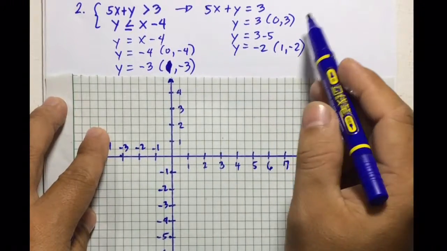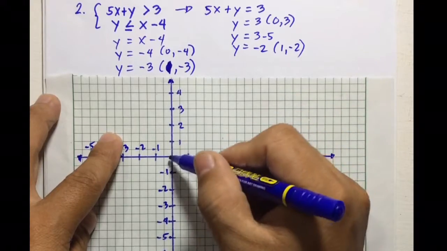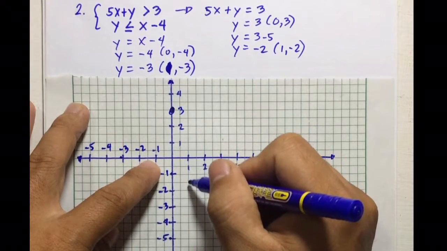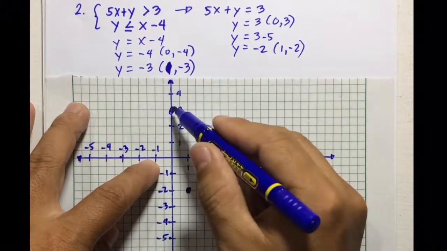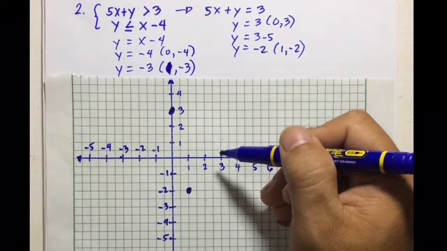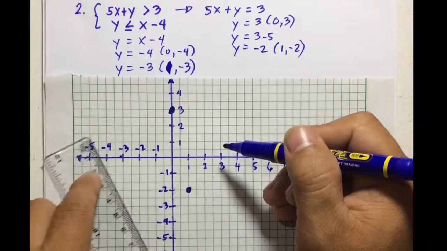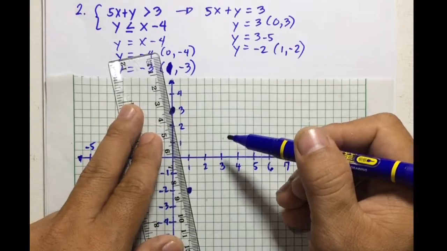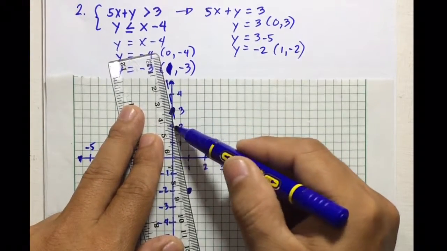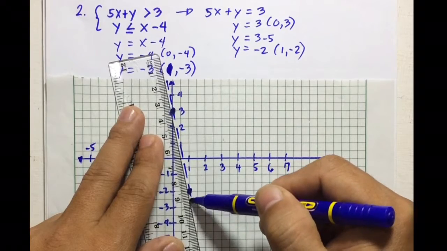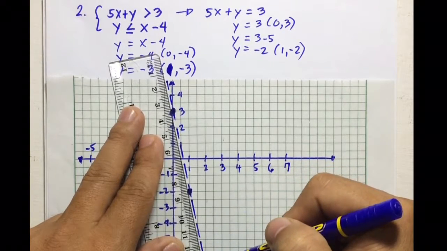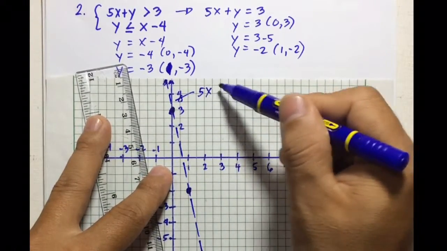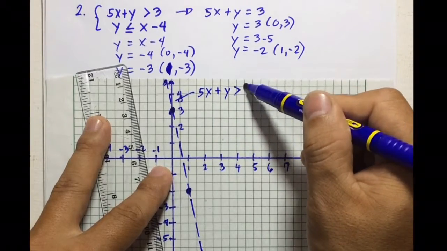The first inequality here has the points (0, 3) and (1, -2). So (0, 3), then (1, -2), this point here. Then we're going to connect the 2 points with the ruler. And since this one is greater than, we're going to have a broken line. Again, a broken line means that the points found on the line are not part of the solution. So this is the graph of 5x plus y greater than 3.